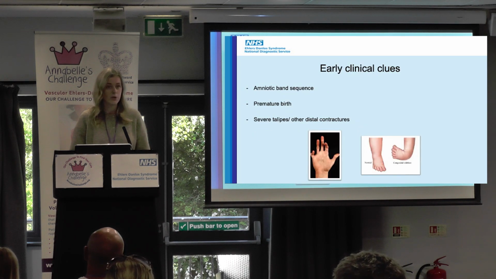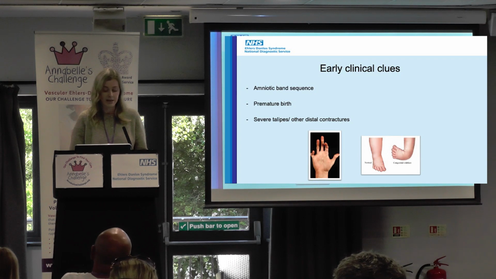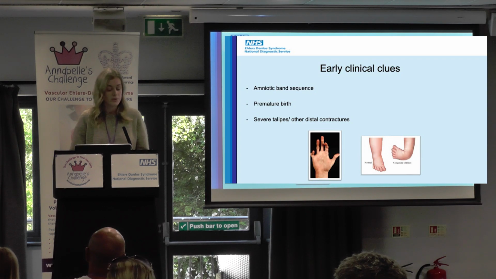It's recognised that the diagnosis is often made in the first person in the family following a significant event. And evidence shows that having a diagnosis made early with appropriate clinical management and long-term follow-up actually improves outcomes for individuals with vascular EDS. There might be some early clues for someone earlier on in life, such as amniotic band sequence, prematurity, or severe talipes, which is a congenital clubfoot, as you can see in the picture on the right. Or other distal contractures. So contractures essentially means a fixed positioning of a joint, and as we can see there, that's a fixed positioning of one of the finger joints.